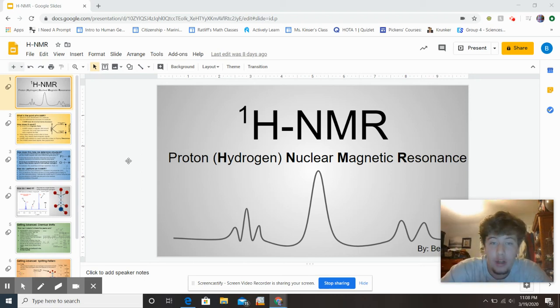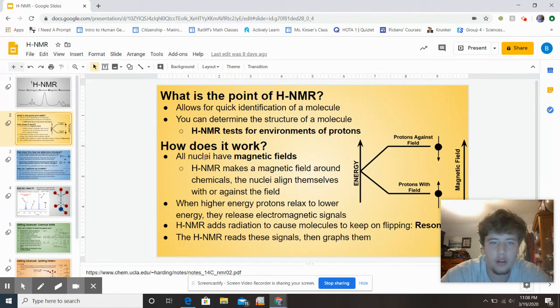Hello everyone. Today we're going to be talking about H-NMR, which is hydrogen nuclear magnetic resonance. It's an instrument that's used to analyze the structure of molecules. This is going to be a two-parter because the software I'm using can only do 5 minutes. That's not enough time.